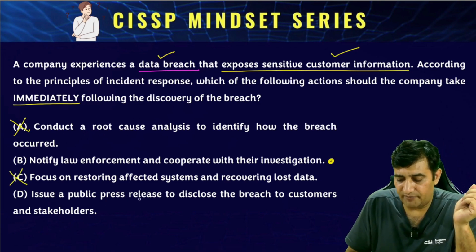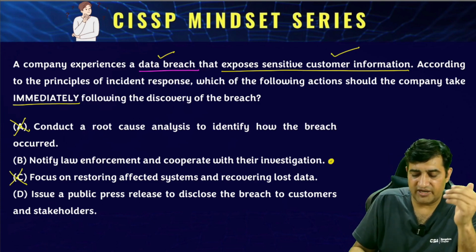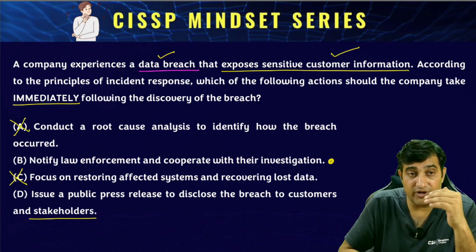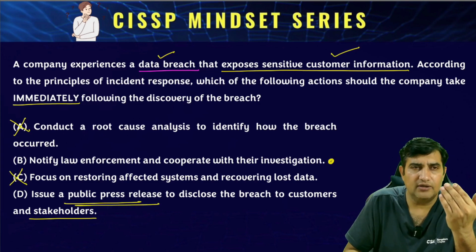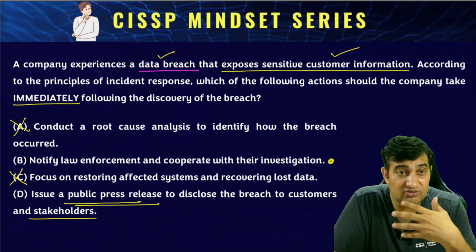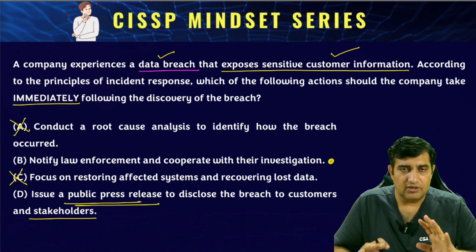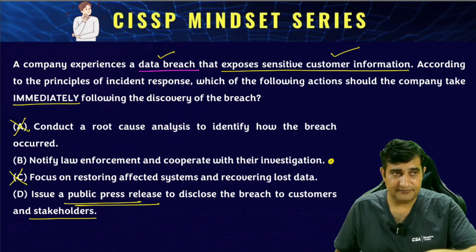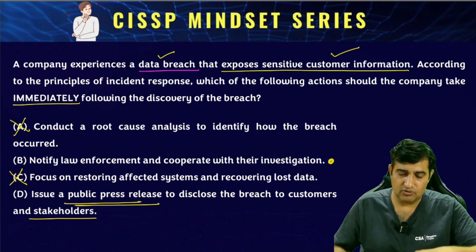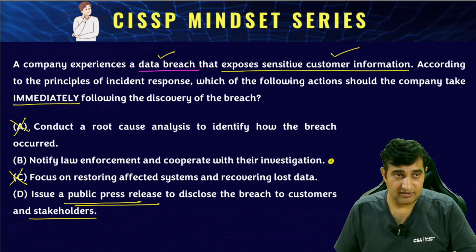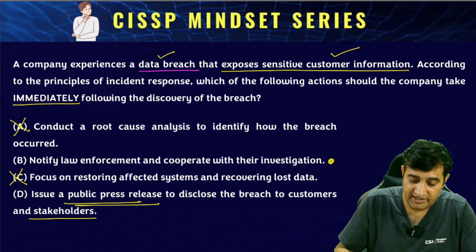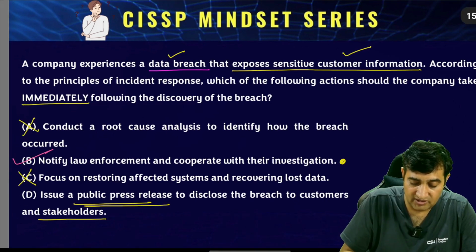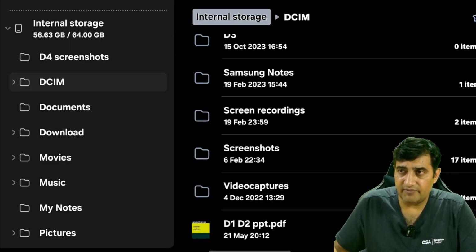Then issue a public press release to disclose the breach to customers and stakeholders. So it says disclose to the stakeholder. That means you are going to release a public press release. That's not an immediate step. I think before this you have to first try to contain. So in the question, is there an option to contain anywhere? We don't see the containment option. So if you're not able to contain, what is your next step as per the security principle? That means to notify. So that should be the right answer. Even the public press release will come later. Okay, it will come later.